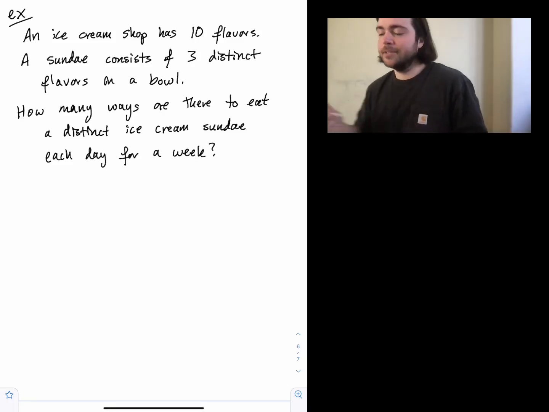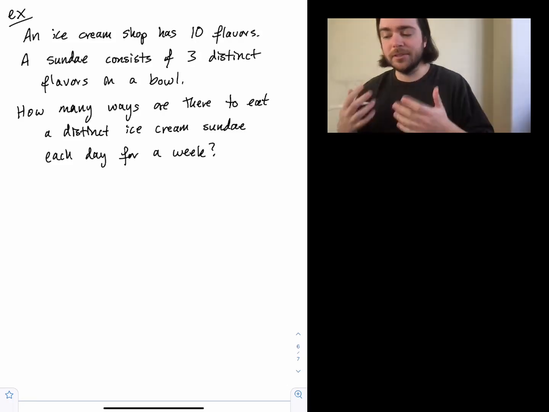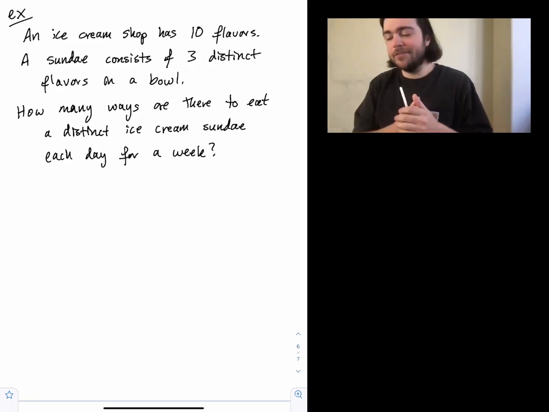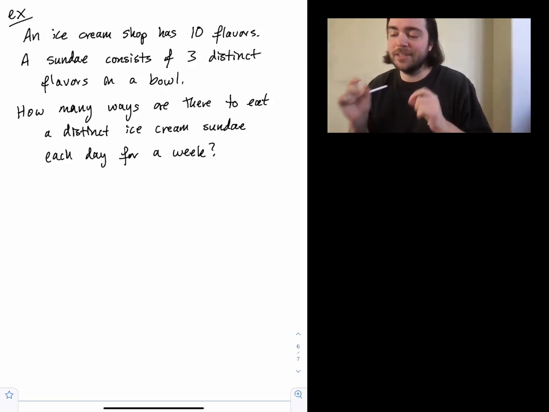Okay, so an ice cream shop has 10 different flavors. A sundae is 3 flavors in a bowl. So what can we get from that description? Well, if I just give you 3 flavors in a bowl, is there any way to order them in a bowl? No, it's just 3 flavors in a bowl. We don't care in which way they're ordered. We just care which 3 flavors appear in the bowl. That gives us a distinct sundae.